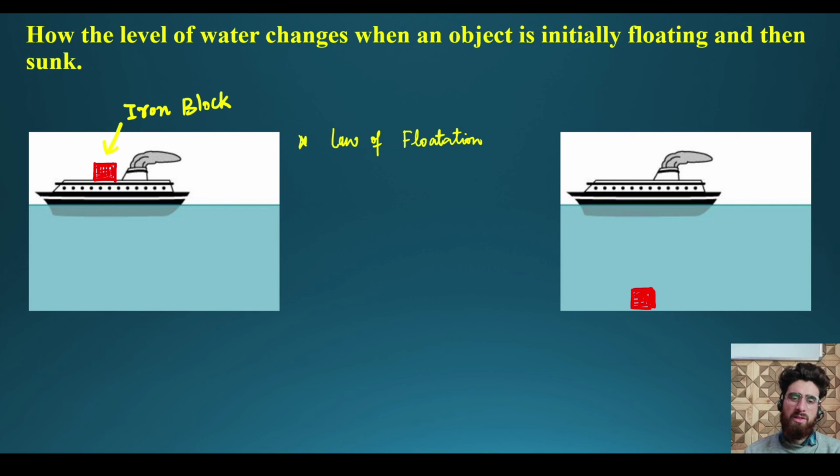But in case it's going to float, still some part of the object is going to be immersed inside the liquid, as you can see over here. The ship is floating on the water, but at the same time, some part of this ship that I'm coloring right now is immersed in the water. So when this part of the ship is immersed in the water, what's going to happen?